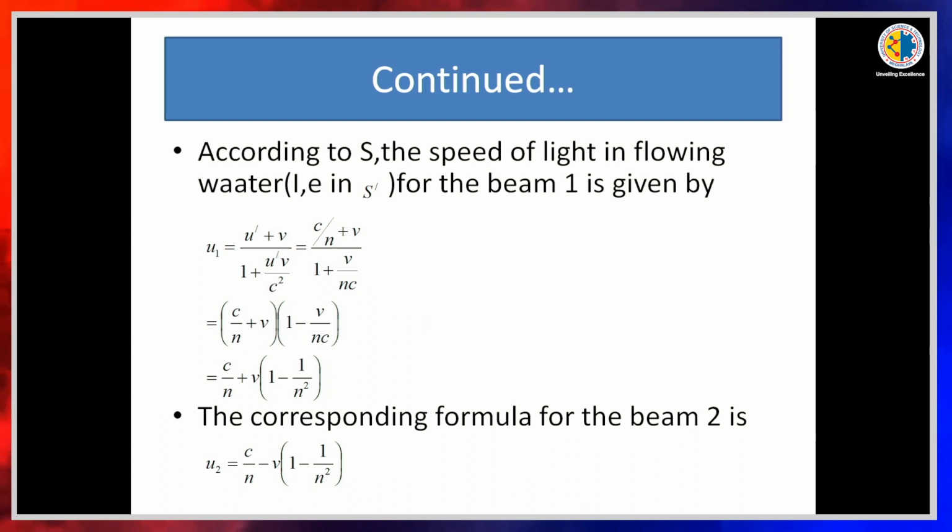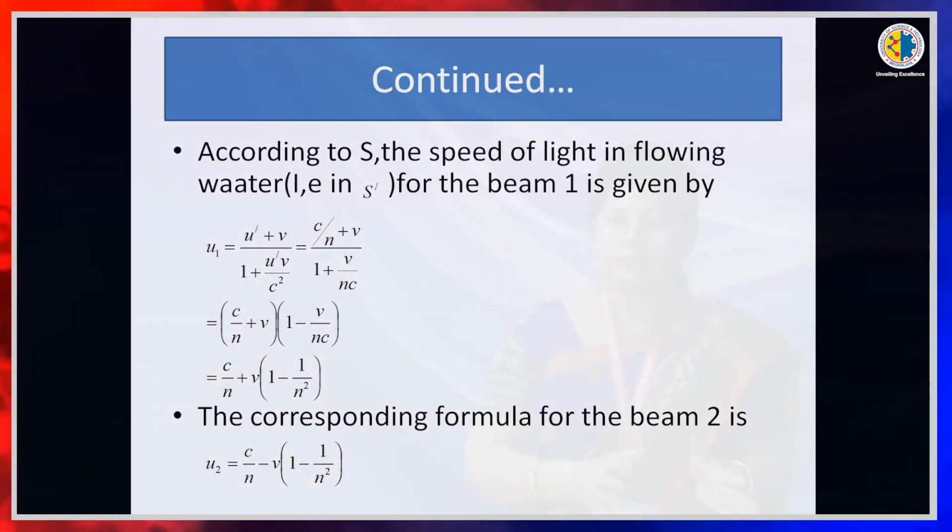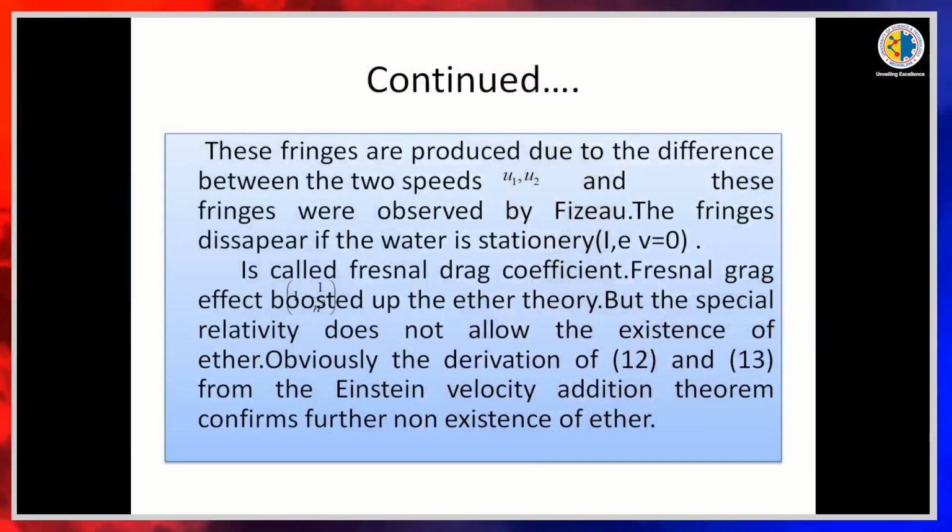If we consider V equal to 0, what does V mean? The velocity of the water. If the water is stationary, then V is 0, and U1 and U2 both will be C by N, so both will be the same. These fringes are produced due to the difference between the two speeds U1 and U2, and these fringes were observed by Fizeau. The fringes disappear if the water is stationary, that is, V equal to 0.